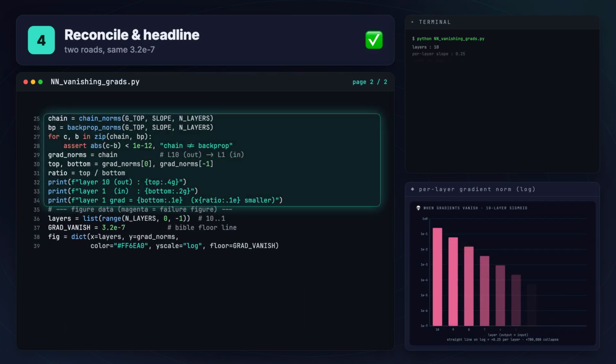The reconciliation. We compute the total collapse ratio, top bar over bottom bar, and we assert the chained product and the backprop pass agree to 12 decimal places. Then we print the headline: layer 1's norm and how many times smaller it is than layer 10. That printed number, 3.207, is the bottom bar of the figure. Nothing in the plot is invented. It's read straight out of grad_norms.